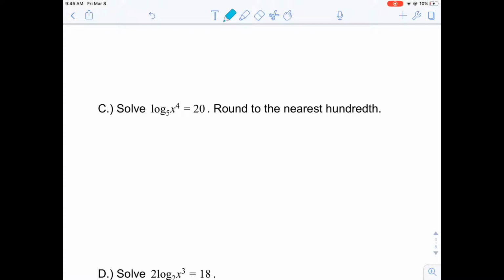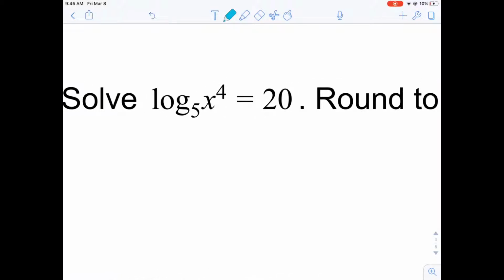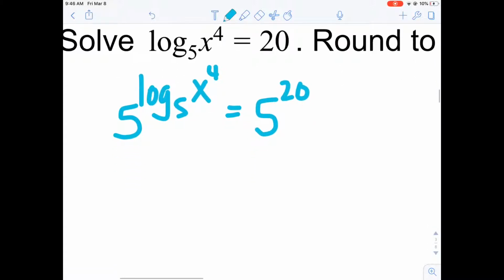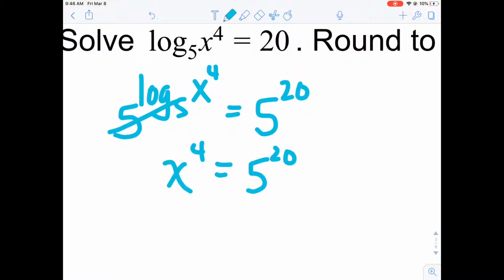Alright, part C, we have log base 5 of x to the 4th is equal to 20. So first thing that I see here, this log has a base of 5, so we could go ahead and raise this all by 5. So it would become 5 to the log base 5 of x to the 4th is equal to 5 to the 20th power. And what we can do here, those are going to cancel. I get x to the 4th is equal to 5 to the 20th power. And then to solve for x, we'll do the 4th root of this.